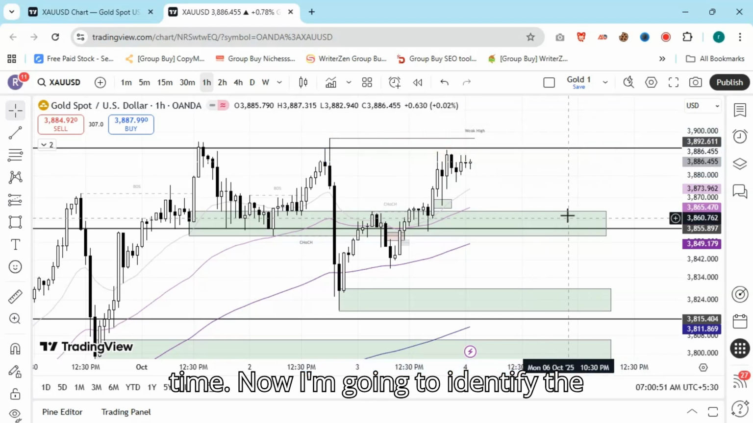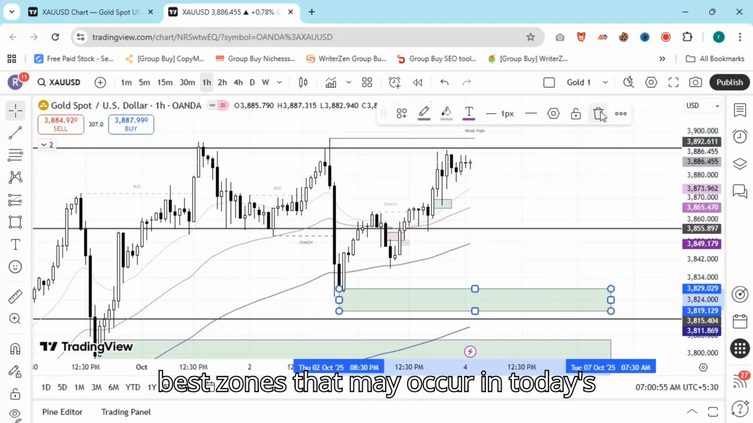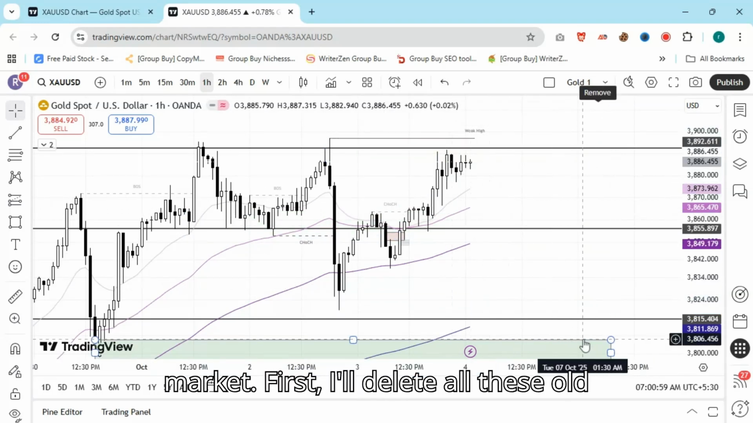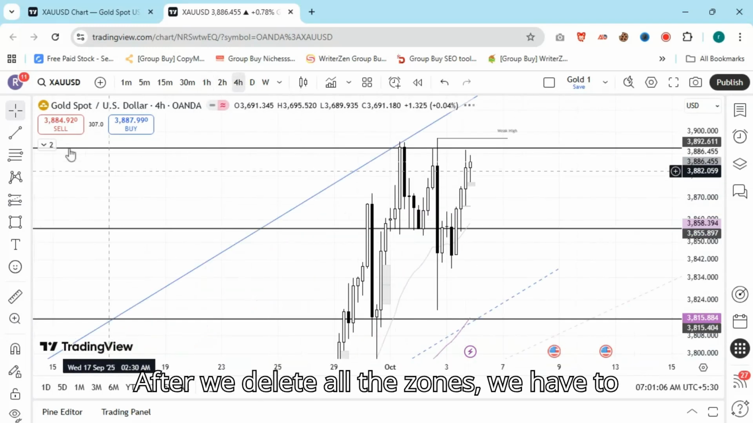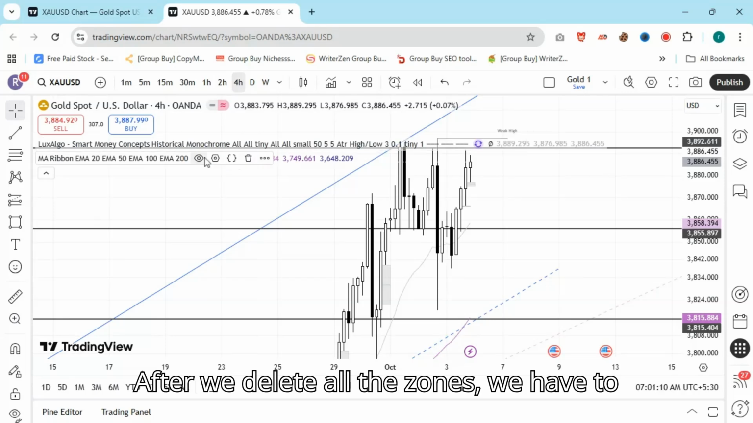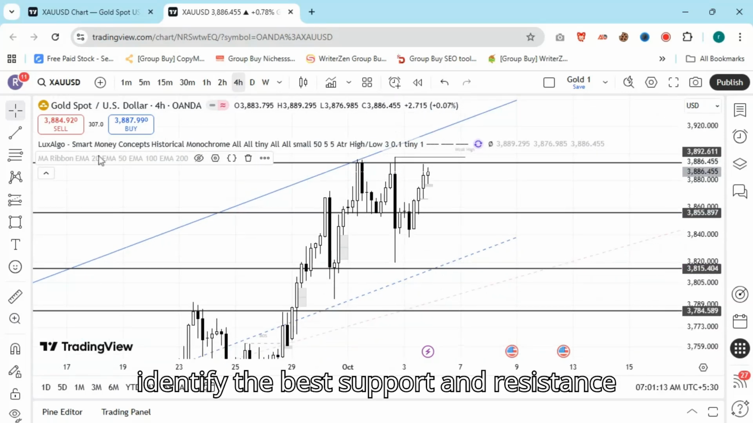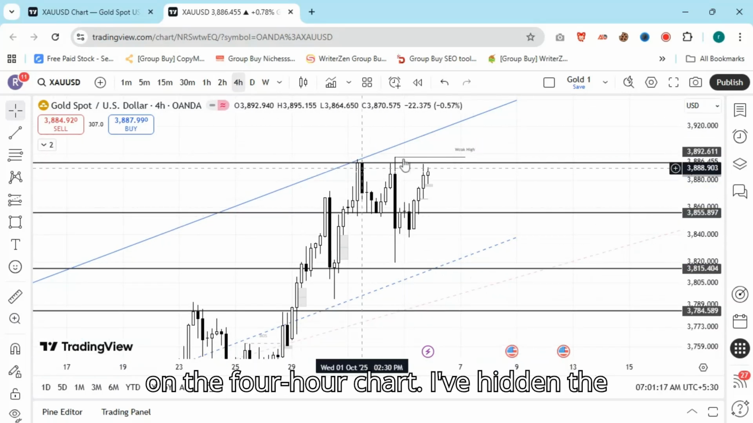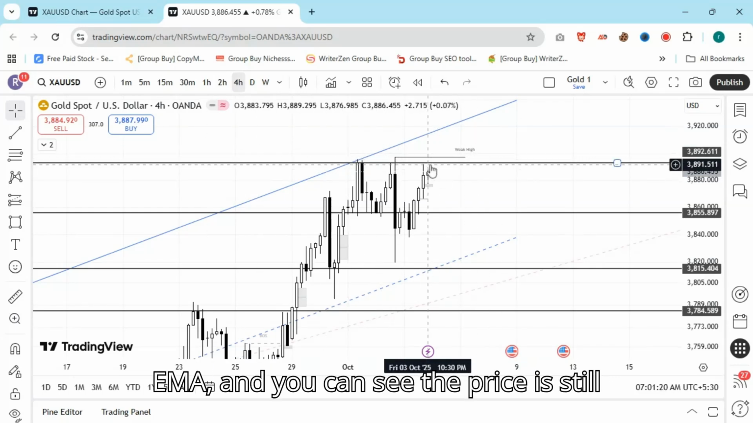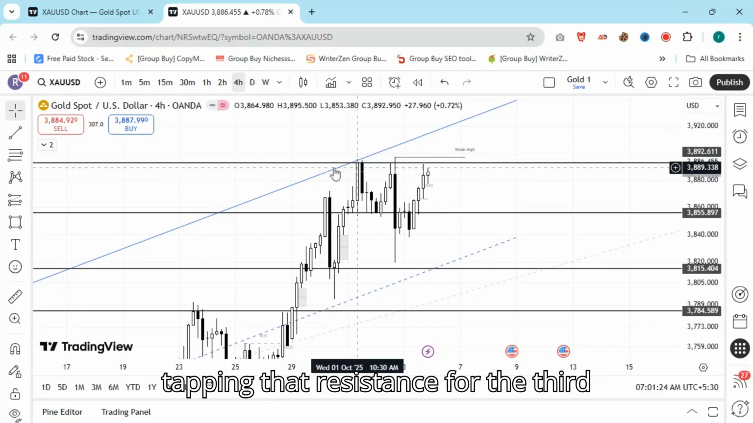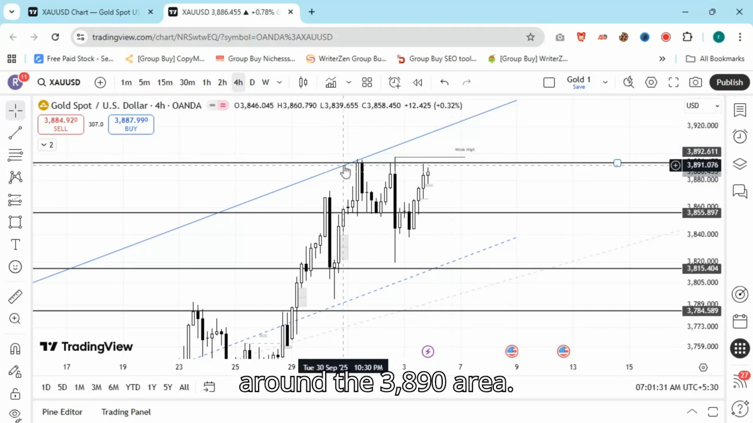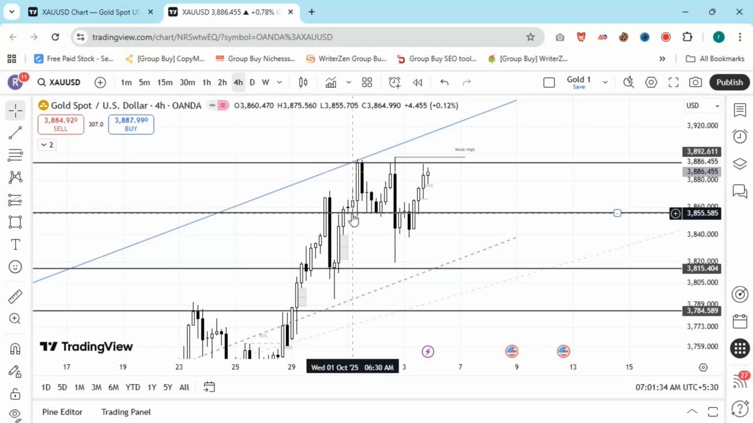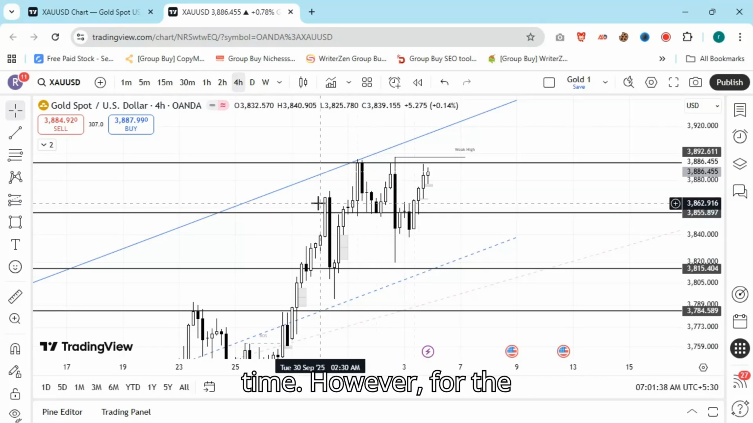Okay, now I'm going to identify the best zones that may occur in today's market. First, I'll delete all these old setups to create new zones. After we delete all the zones, we have to identify the best support and resistance on the 4-hour chart. I've hidden the EMA, and you can see the price is still tapping that resistance for the 3rd time. We do need to move that resistance around the 3,890 area. We'll keep it the same as we had it last time.